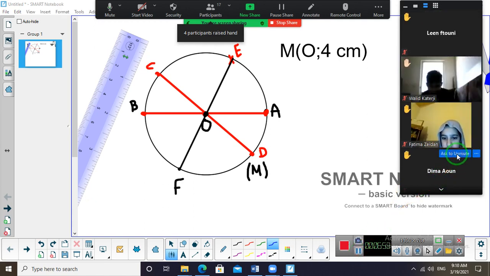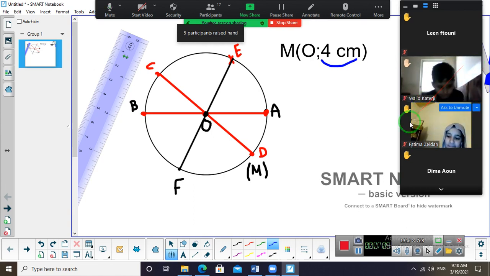Can you tell me the value of each radius here? 2.5? No. What is the radius? It's from here. Oh, you made a big mistake. Yes. 4 centimeter. It's 4 centimeter.